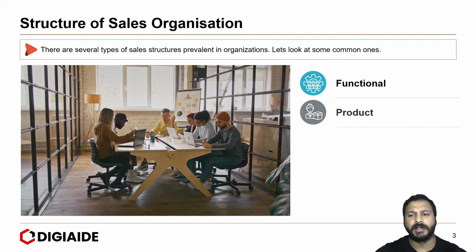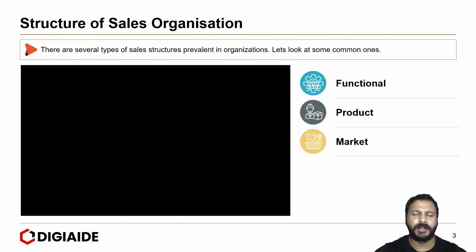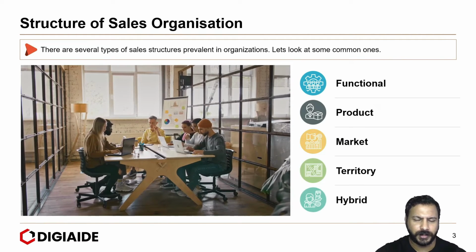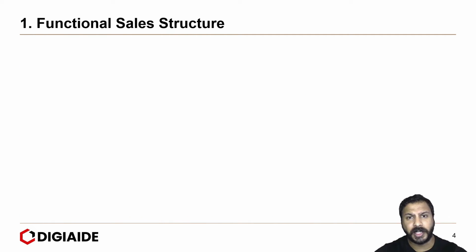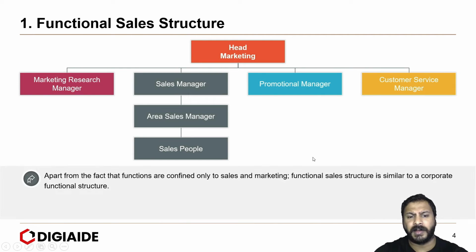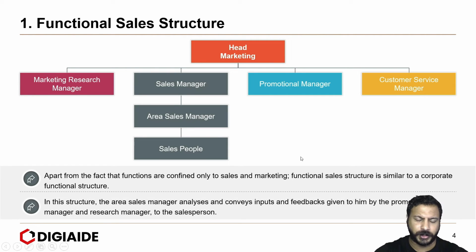They are functional, product, market, territory, and hybrid. Let's take a stab at each one of them briefly, starting with functional sales structure. Apart from the fact that functions are confined only to sales and marketing, functional sales structure is similar to a corporate functional structure. In this structure, the area sales manager analyzes and conveys inputs and feedbacks given to him by the promotional manager and the research manager to the salesperson.